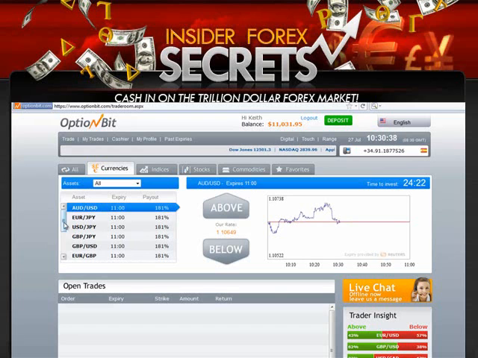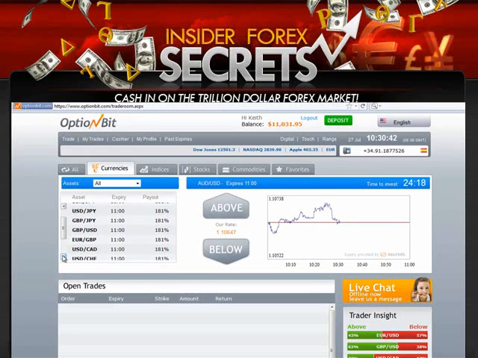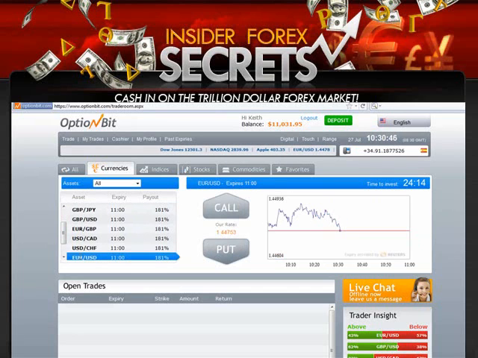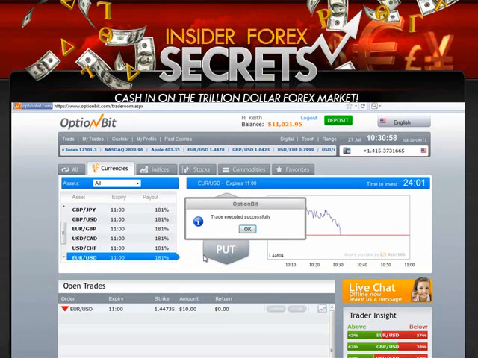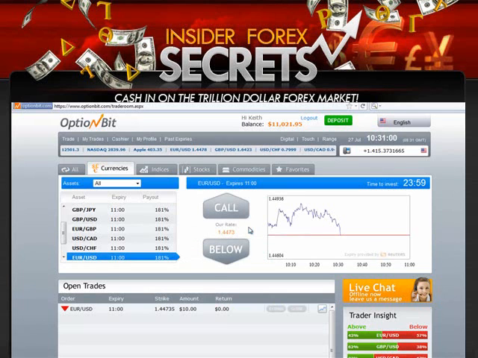So I'm going to go back to the Euro USD. The trader insights changed. It's now saying that 57% of the traders are saying that it's going to go below. So what we're going to do, we go back to the $10 trading point. So if I click put and then put in $10 and then hit trade, $10 there, sorry. There we go, trade successfully executed. So I'll pause the video and come back in about half an hour.